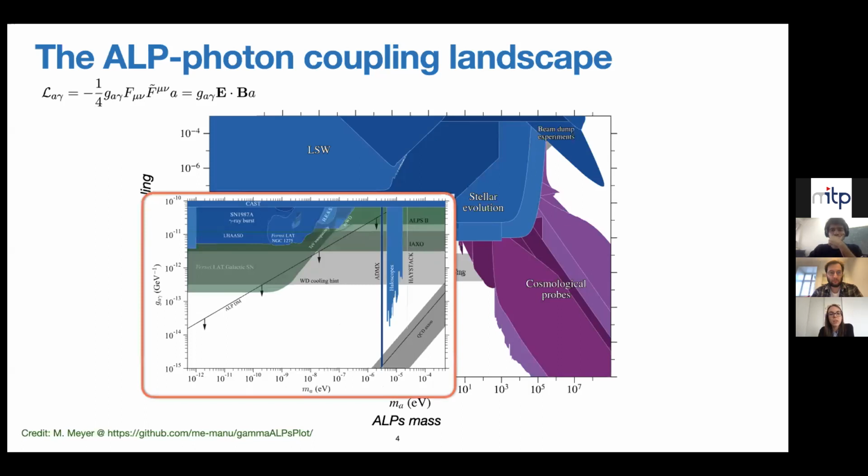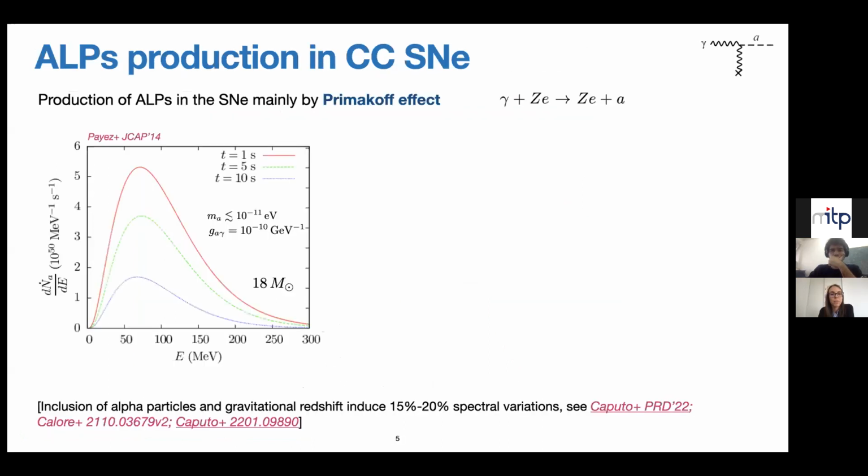And there is a corner of the parameter space where axions can have masses around nano up to the micro electron volt that is probed by high energy astrophysics and notably by gamma rays. And this is what will be the focus of my talk.